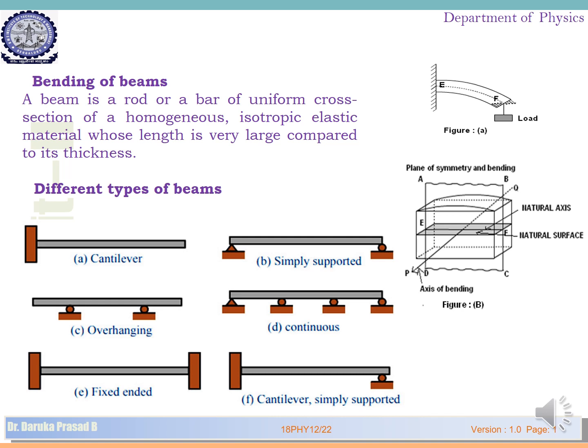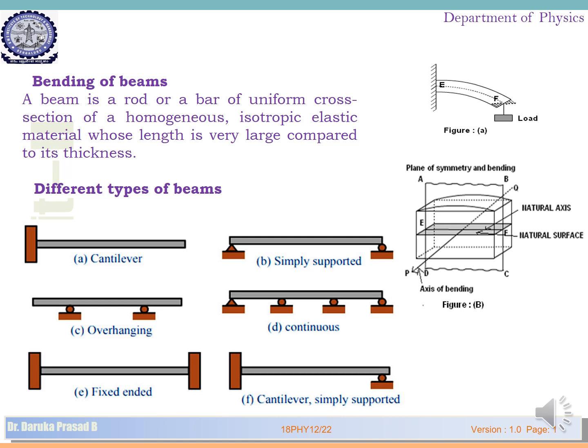In this, the outermost surface, that is AB, expands the maximum, and on the downside the lowermost layer, that is DC, contracts the maximum. Here the axis of bending is along this PQ plane.